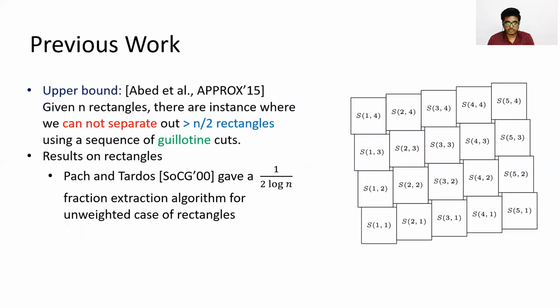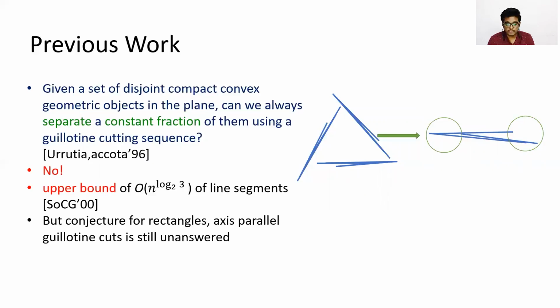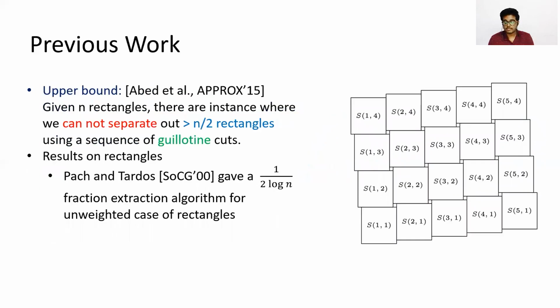Yeah, coming to upper bounds. Just like the previous upper bound, that we can extract at most order n power log 3 to the base 2 for line segments, what is the best upper bound for rectangles that we have? So Abed et al. gave a configuration where we can't extract half of it when n is large using guillotine cuts. So that is the upper bound. And the example is squares, when the rectangles are actually squares, and it's unweighted.